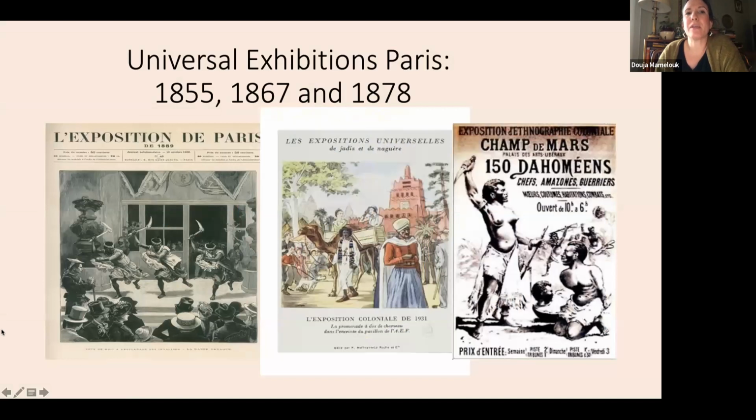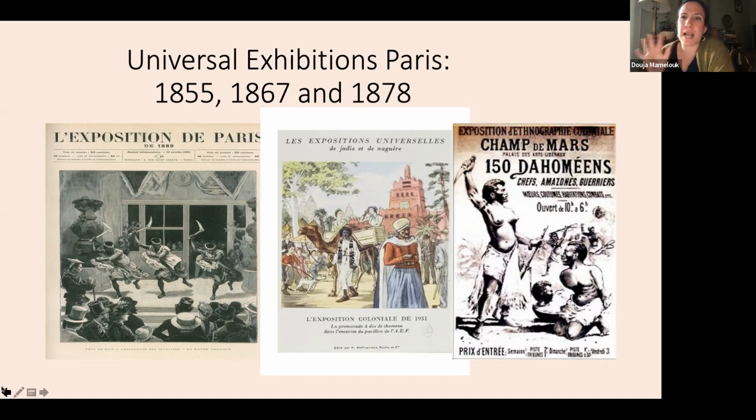Now I'm going to take you to something called the Universal Exhibitions, and there were several, and they were all over Europe, actually. And if I look away from you, it's because I'm actually looking at my other computer for my notes. But there, the Universal Exhibitions in Paris happened in 1855, 1867, and 1878, but they were not the only ones. They happened all over Europe. So I'm going to start with the image on the left.